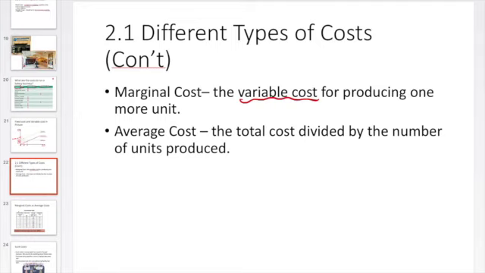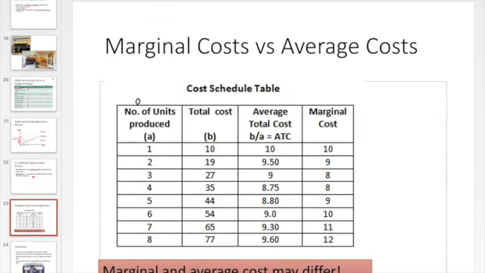And average cost, average means total divided by how many numbers, right? So the total cost divided by the number of units produced, that's going to be your average cost. Let's take a look at this example.